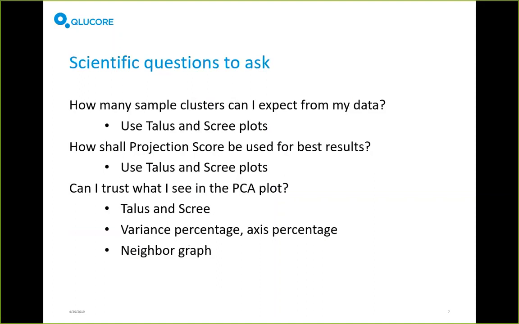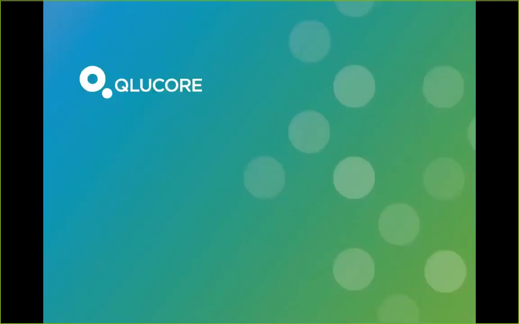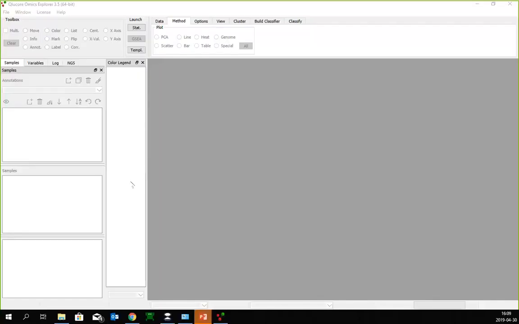Okay, those are the scientific questions and the introduction to what I'm going to show today. And what we are going to do now is to move on to run Omics Explorer and take a look at some of these features that we can use. So let's go to Omics Explorer.